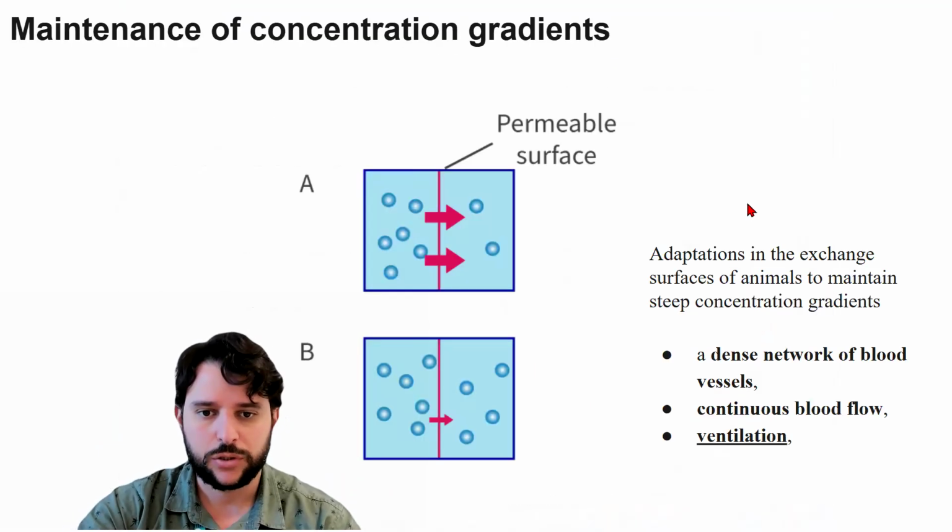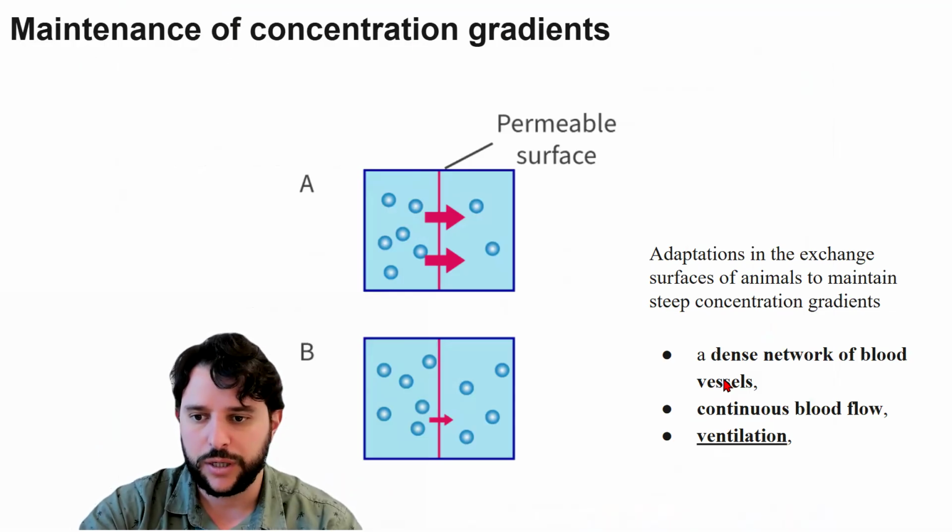So again, we need a permeable surface for these materials to pass. And to have this concentration gradient, we need a dense network of blood vessels and continuous blood flow with ventilation. This is how we maintain this forever and ever in our lives.